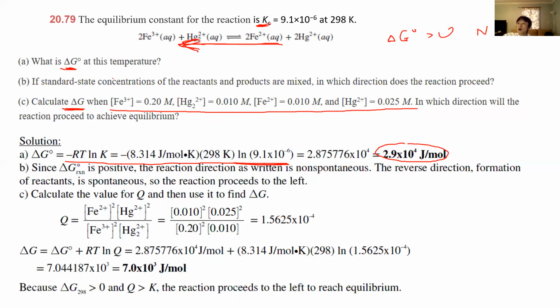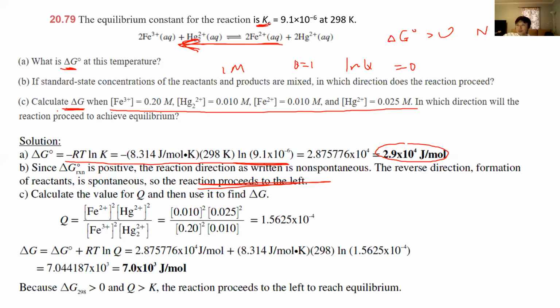All right, so part B: if the standard state concentrations of the reactants and products are mixed, that means everything is equal to 1 molar. For the aqueous phase, standard state is 1 molar, so Q is going to be equal to 1. When Q is equal to 1, the natural log of Q is equal to 0, meaning it doesn't change the delta G. So it's still non-spontaneous, and it still prefers the left.